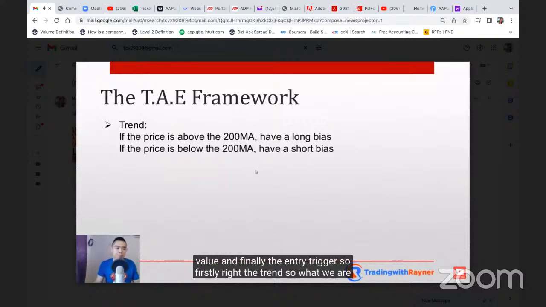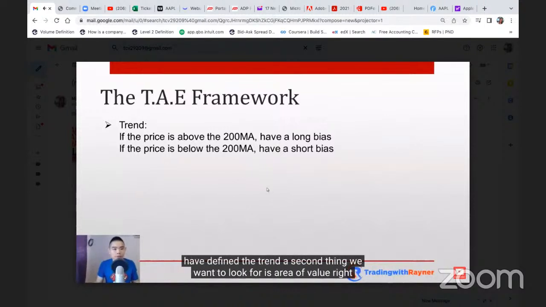So firstly, the trend. What we are looking for is that if the price is above the 200 MA, we will have a long bias. This means that we want to be a buyer in this market condition. If the price is below the 200 MA, then we will have a short bias. This means that we will only be looking to short. So understand that when I define the trend, it doesn't mean that just because the price is above the 200 period moving average, you go long immediately. No, this is just to give you a bias, a permission that, hey, now it's time to be buying. Now it's time to be looking for buying opportunities.